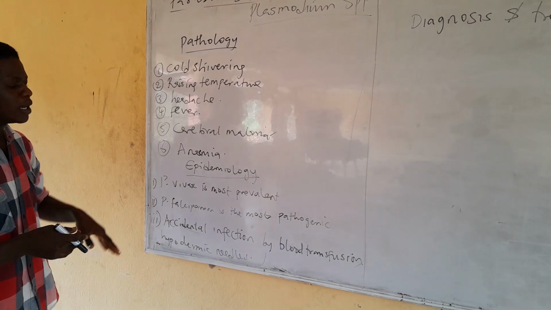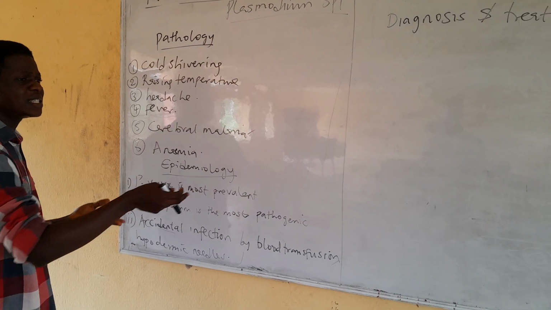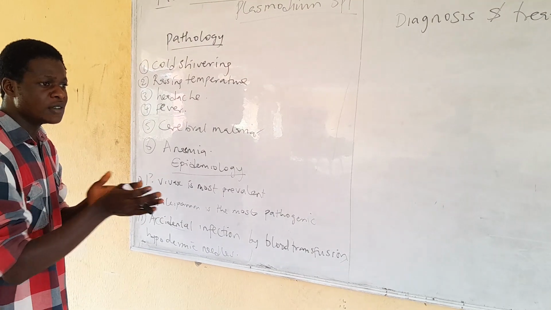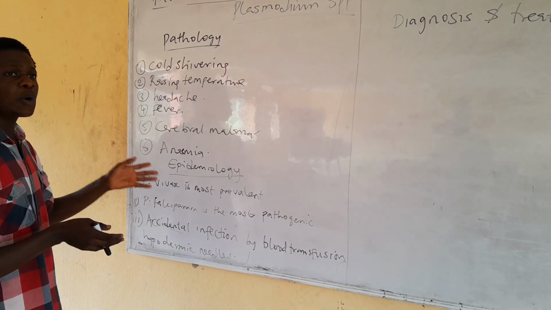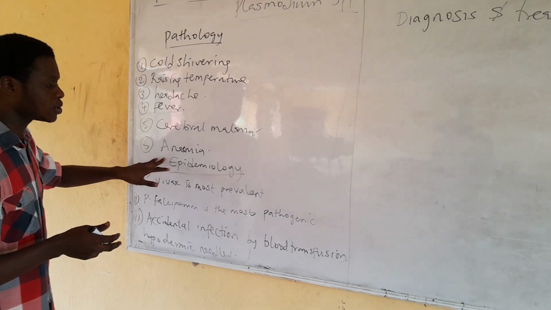Then coming to the anemia, like I talked about in the life cycle, it reinvades the red blood cells. So at this point of reinvasion into the red blood cells, it can cause anemia, that is loss of blood, and is one of the diseases of the red blood cells.